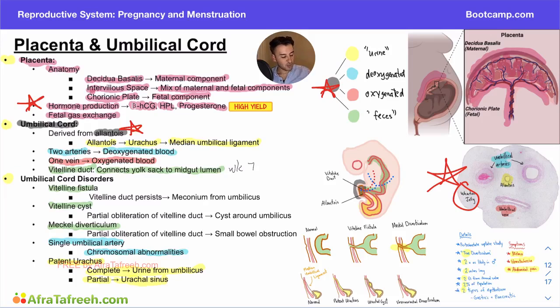Then I would make sure that you know your pathologies and which structures they come from, and then depending on how patent these tubes or these imaginary tubes that are supposed to regress are, that is going to determine the name of the pathology. And the one that I would really commit to memorization is going to be Meckel's diverticulum. Test writers are obsessed with this, and you need to know it for exam day. I promise you it will show up.